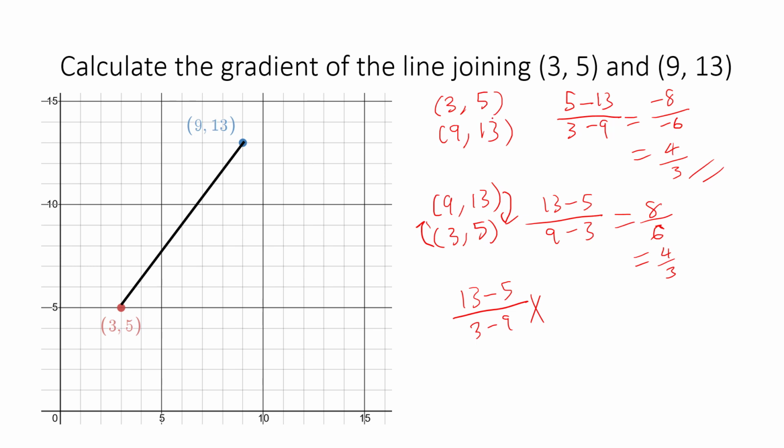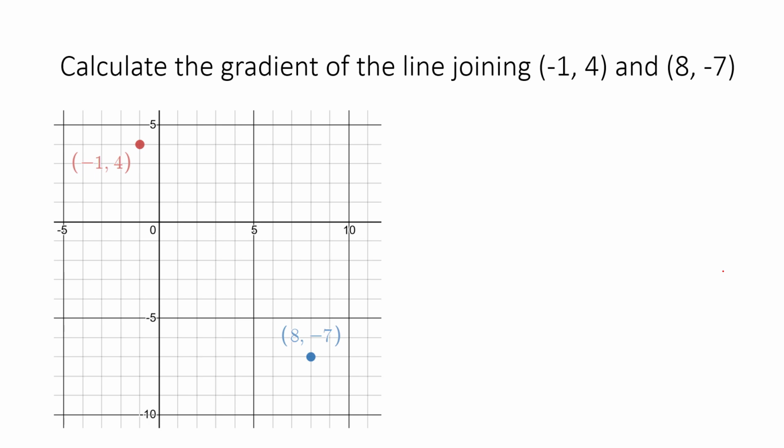We just follow like this: 5 minus 13, 3 minus 9, or 13 minus 5, 9 minus 3. For one you take the value on top minus the bottom, and for the other you cannot take the bottom minus the top. This is wrong. Alright?